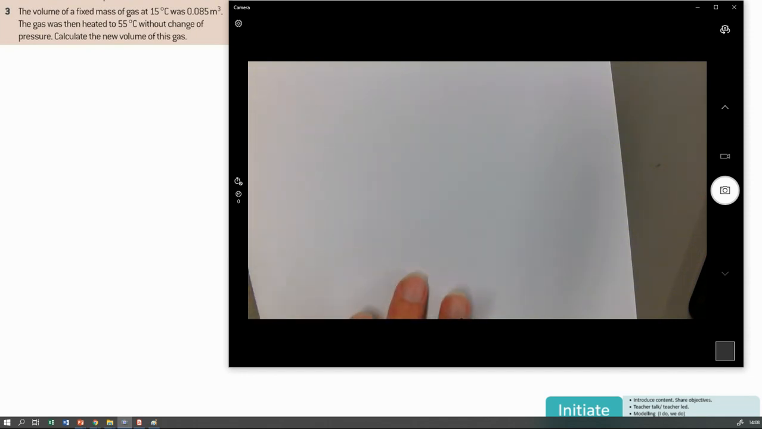Let's get the magic camera up. So, okay, Izzy, let's get busy. There we go, there's the magic camera, good.